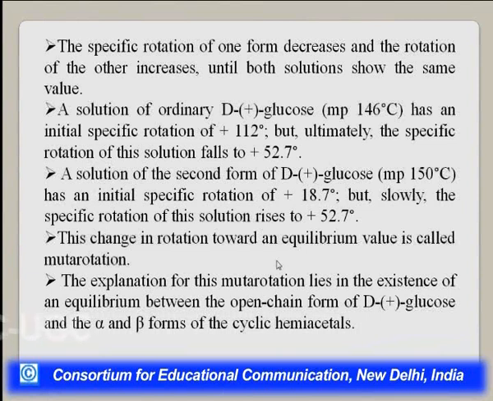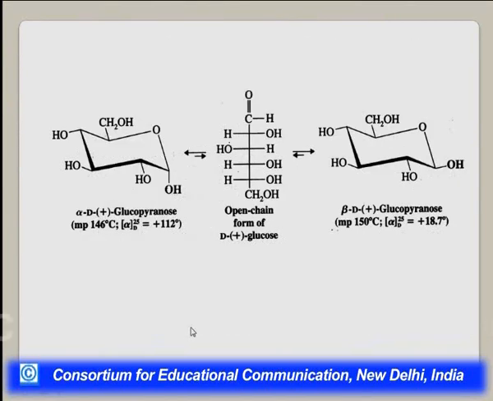The explanation of this mutarotation lies in the existence of an equilibrium between the open chain form of D-glucose and the alpha and beta forms of cyclic hemiacetals. And you can see, if you have to define what is mutarotation, you necessarily draw these structures. These are the hemiacetal structures of glucose. It is alpha D-glucopyranose. You must show the melting point as well as the specific rotation. You can see this is the perfect representation of mutarotation in glucose.